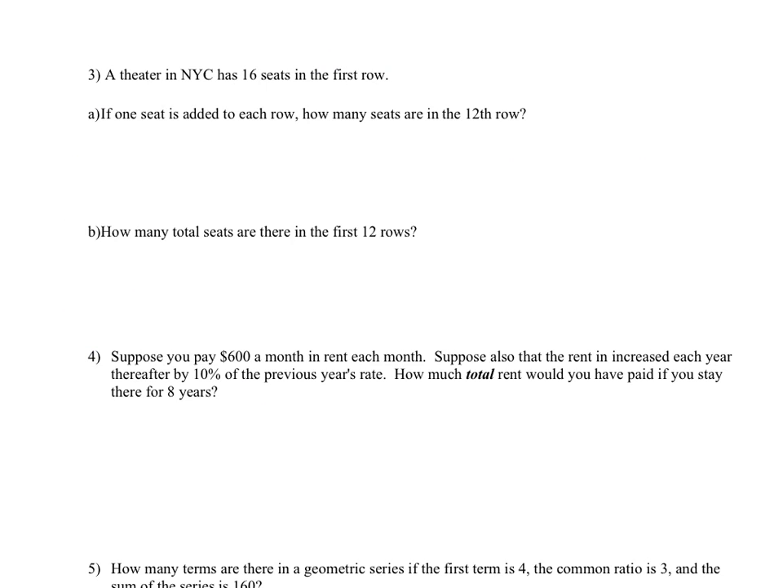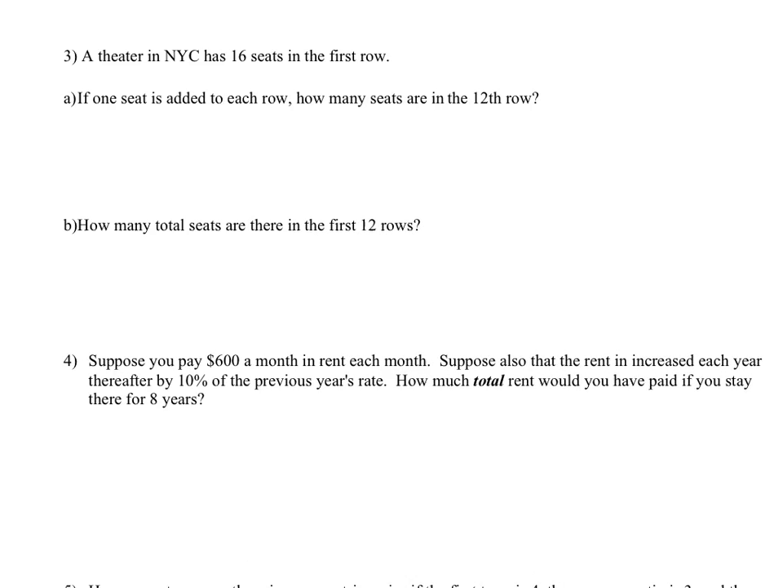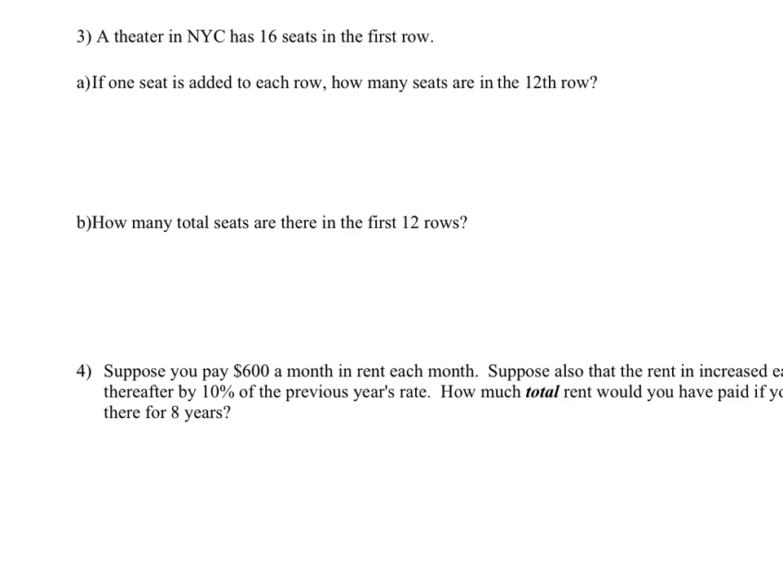So a theater in New York City has 16 seats in the first row. If one seat is added to each row, how many seats are there in the 12th row? So what this is saying, in no uncertain terms, is this is arithmetic because it's going up by 1 every time. So our common difference is 1. So you could count this on your fingers.